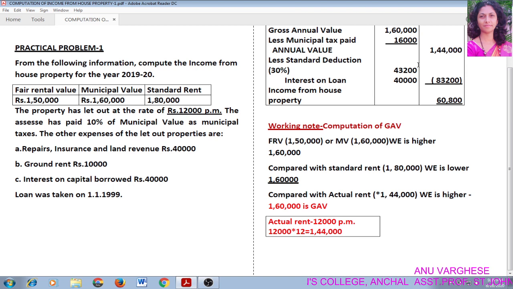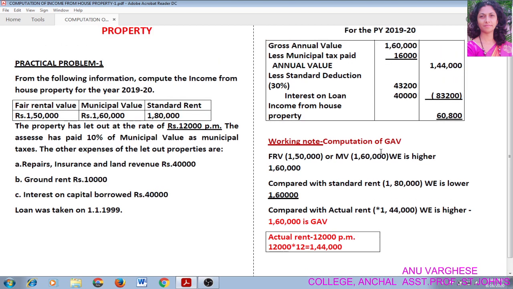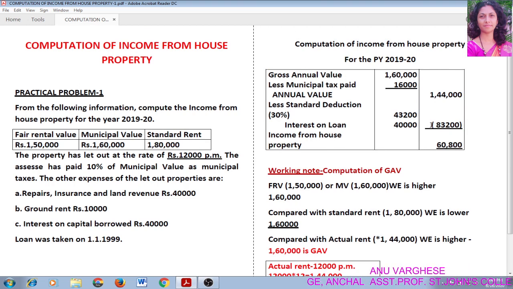By adding these figures, that is standard deduction 43,200 and interest on loan 40,000, you will get 83,200. You can deduct 83,200 from annual value 1,44,000. So the balancing figure is income from house property, that is 60,800. Okay, hope you understood how to calculate income from house property.